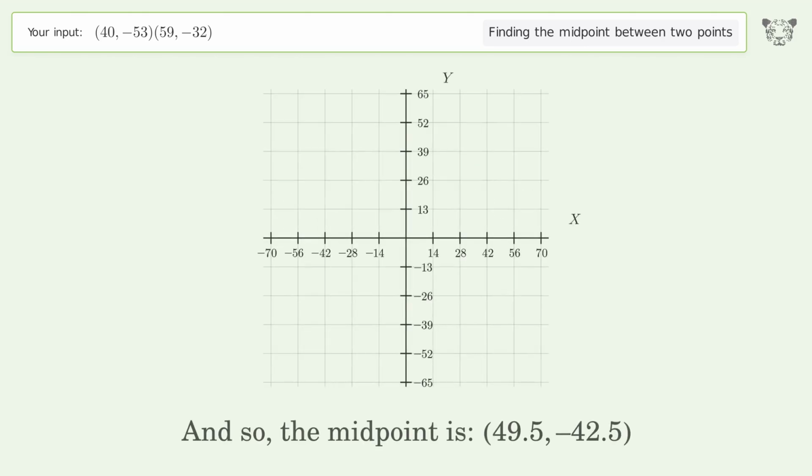And so, the midpoint is 49.5, negative 42.5.